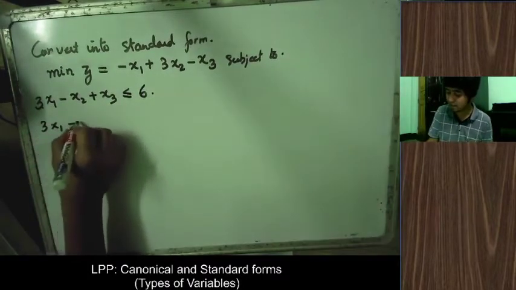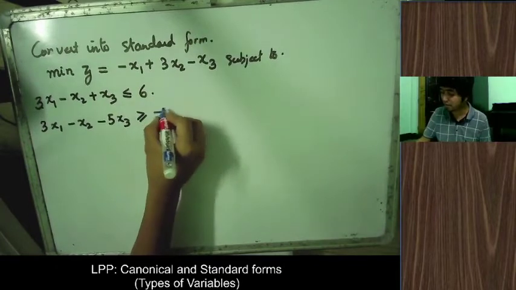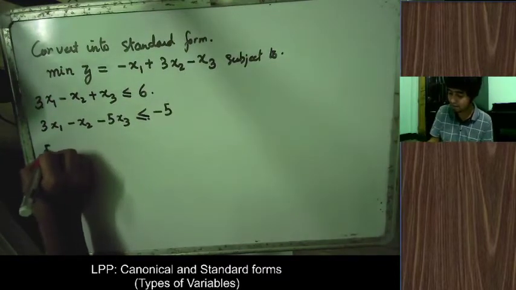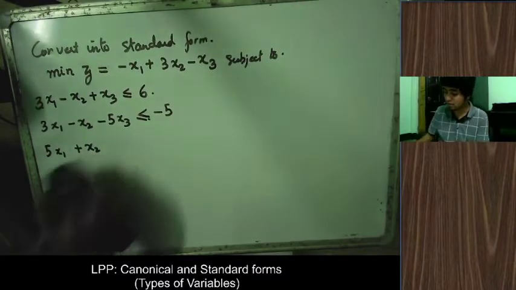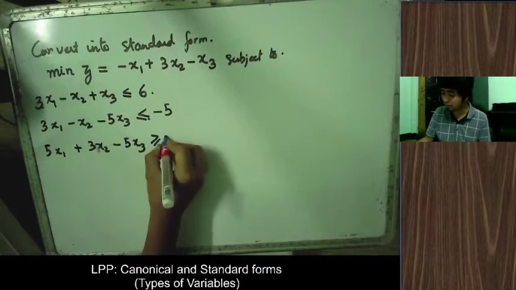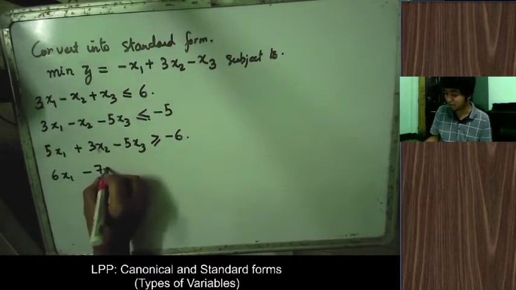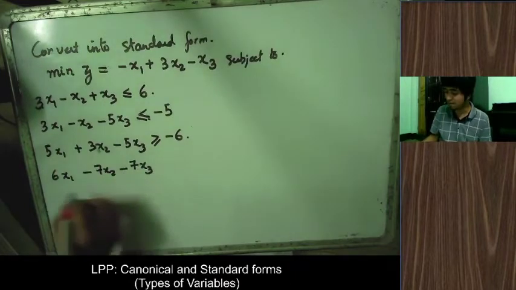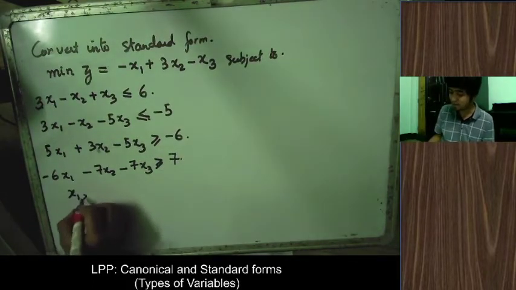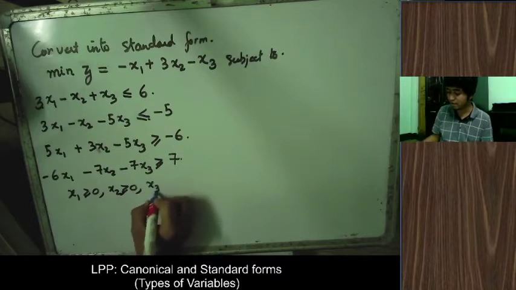The other one is 3x1 minus x2 minus 5x3 greater or equal to minus 5. Another one is 5x1 plus x2 plus 3x2 maybe, minus 5x3 greater or equal to minus 6. And then another one is 6x1 minus 7x2 minus 7x3 greater or equal to 7. And then we are having these two conditions: x1 greater or equal to 0, x2 greater or equal to 0, whereas x3 is unrestricted.